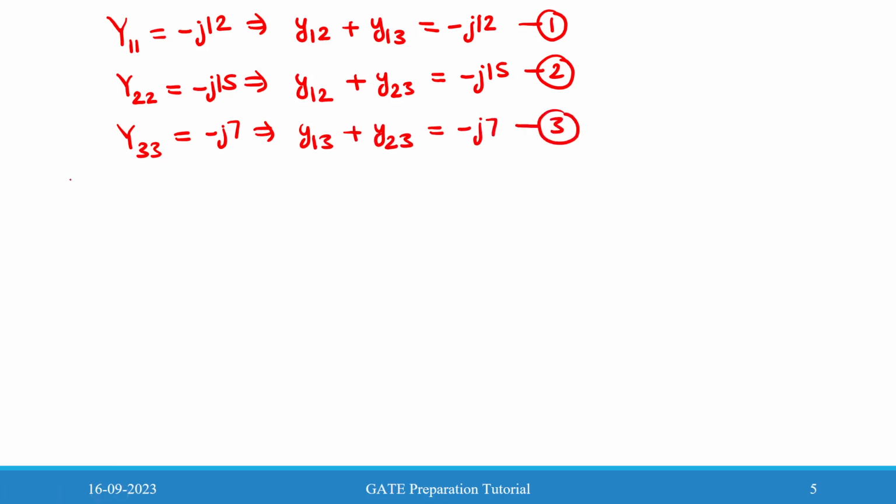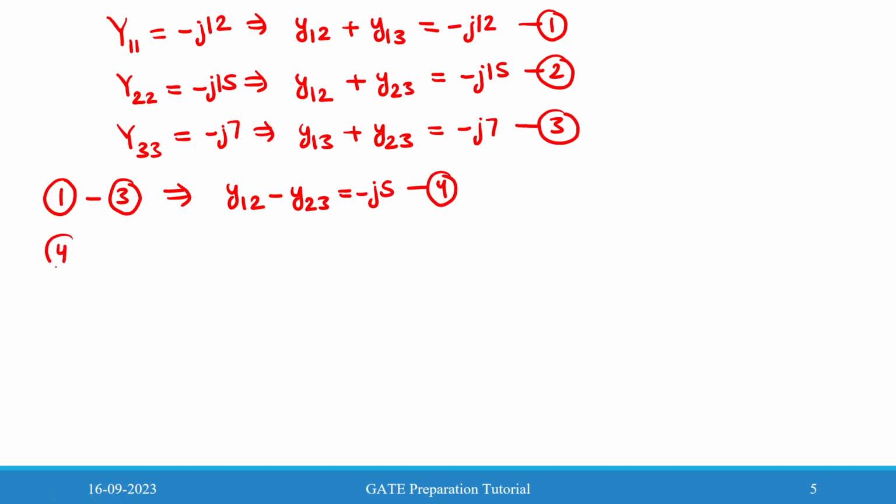This is the third equation. We have three unknowns and three equations, so this is solvable. Just subtract the first minus the third, and you will get y12 minus y23 is equal to minus j5. We call this 4. Adding 4 plus 2, we will get 2 times y12 is equal to minus j20. So we get one value, y12 as minus j10.